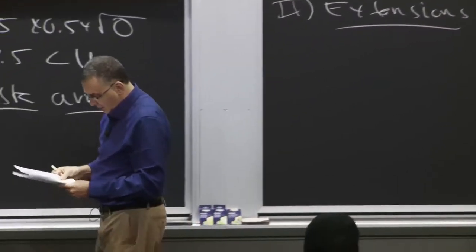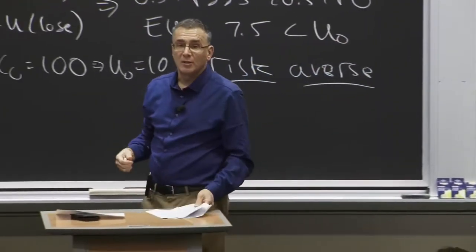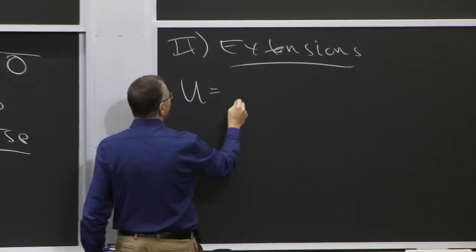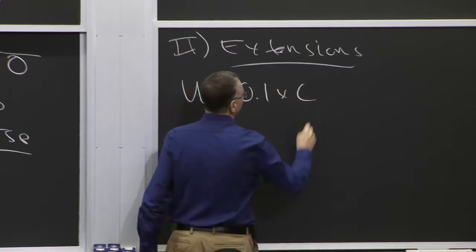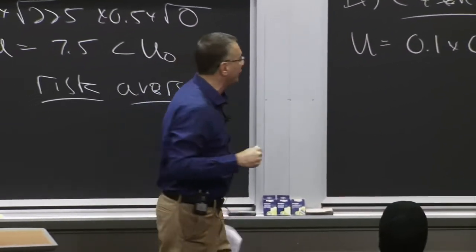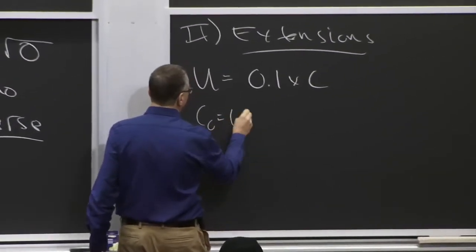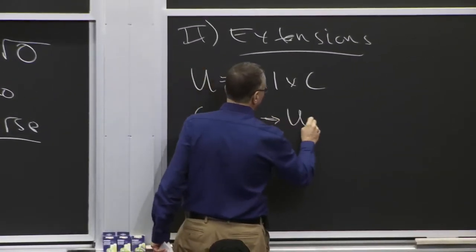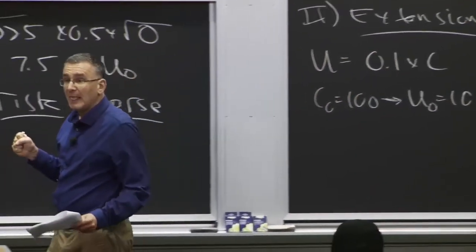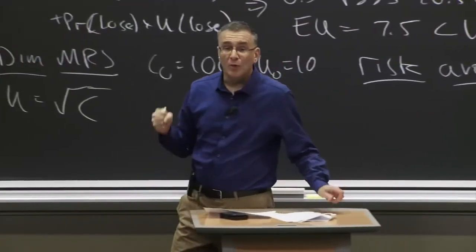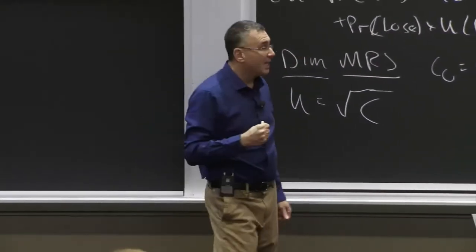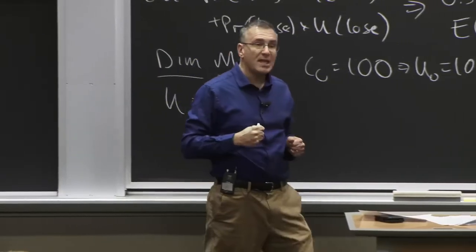First extension, change the utility function. Suppose your utility function was of the form u equals 0.1 times c. Now, I've chosen this particular form because the initial conditions are the same. With c0 of 100, u0 is still 10. So I'm starting from the same point as I was before. But now, would you take the bet and why? If that's your utility function, would you take the bet and why?